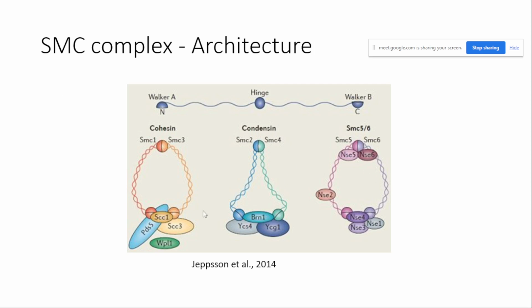One is cohesin. In cohesin there are two SMC proteins, SMC1 and SMC3, and also some non-SMC proteins like SCC1, a kleisin, which makes the ring close. It interacts with SMC1 and SMC3 and makes a closed complex. There are also PDS5 and SCC3. In condensin there are SMC2 and SMC4, and they have BRN1. Like SCC1, BRN1 is a kleisin that acts as a gate; it makes contact with SMC2 and SMC4 and makes the closed complex.